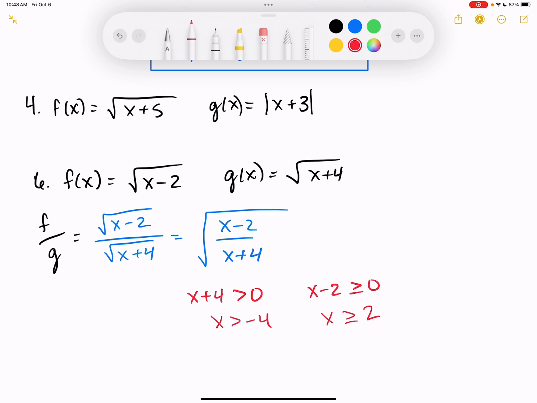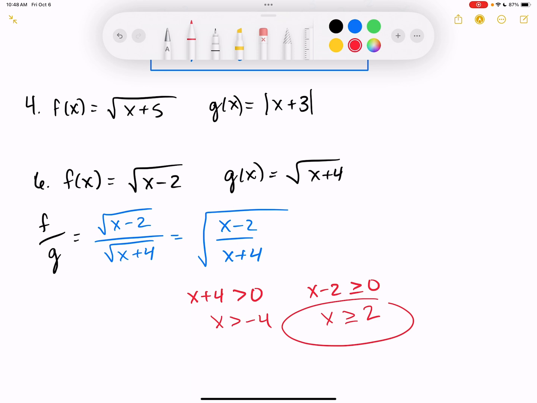Now, what is our rule when we have two things and we're restricted? Go with the one that's more specific. Yeah. The one that's more specific or more strict. So which one would that be in this case? X is greater than or equal to 2. Yep. So this is the one that we would be going with for our domain, okay? Because 2 is bigger than negative 4.